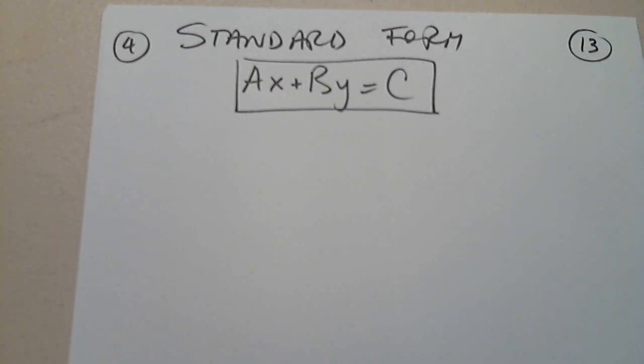(-5, 3). Can anyone tell us where (-5, 3) will be? In which quadrant will that be? (-5, 3). Which quadrant will that be? Anyone, please? (-5, 3). It will be in the second quadrant.